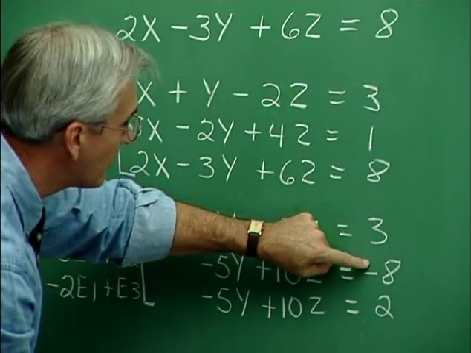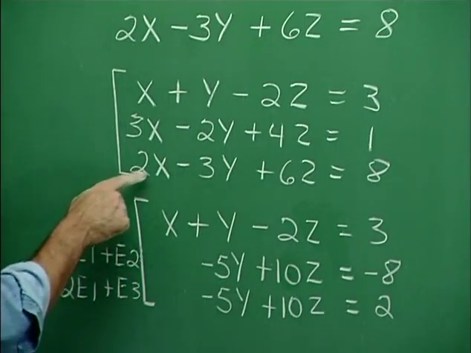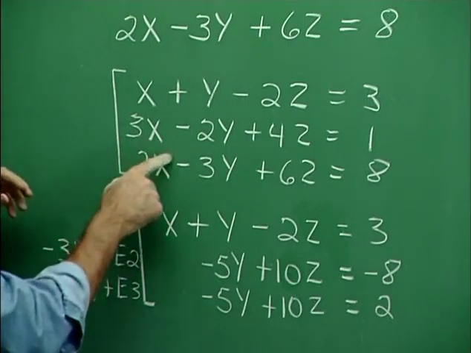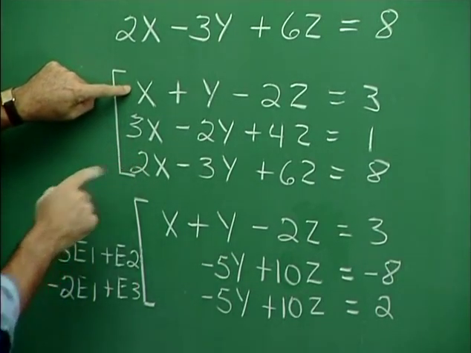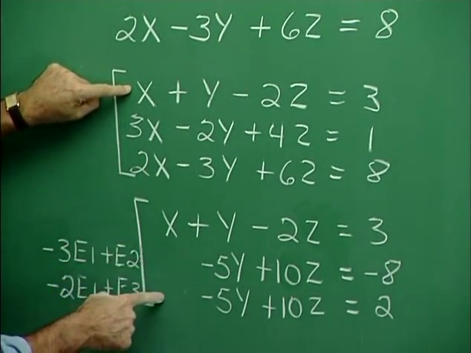I'm almost getting confused here. All right, let's see. Then for this position, we want a 0 here, so it's negative 2 times equation 1 plus equation 3, creating a vacancy right here.